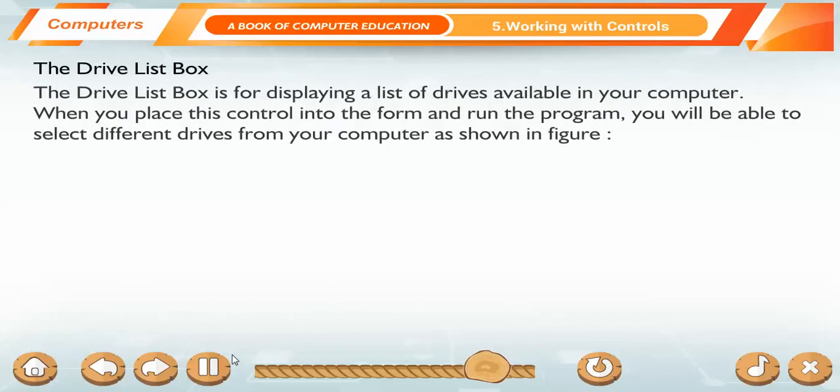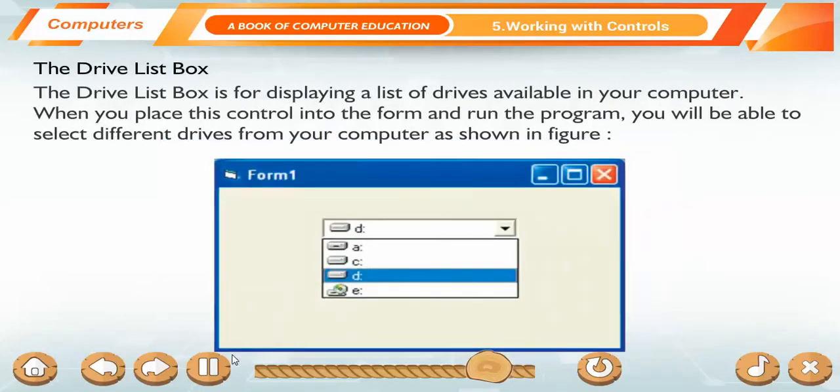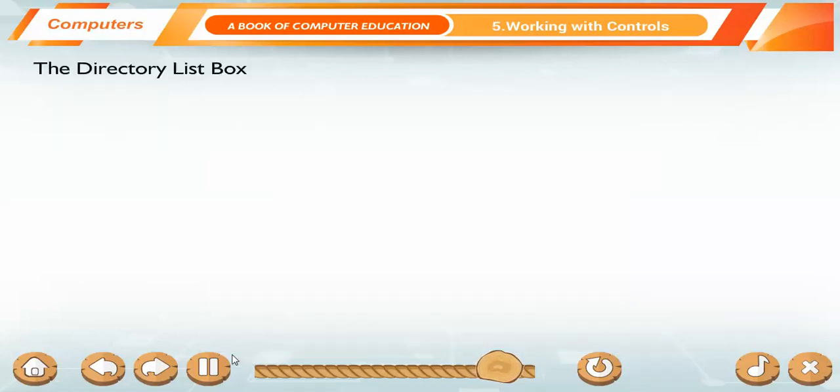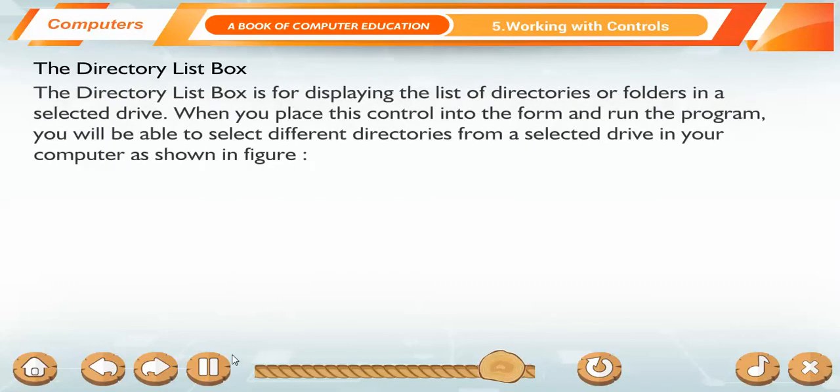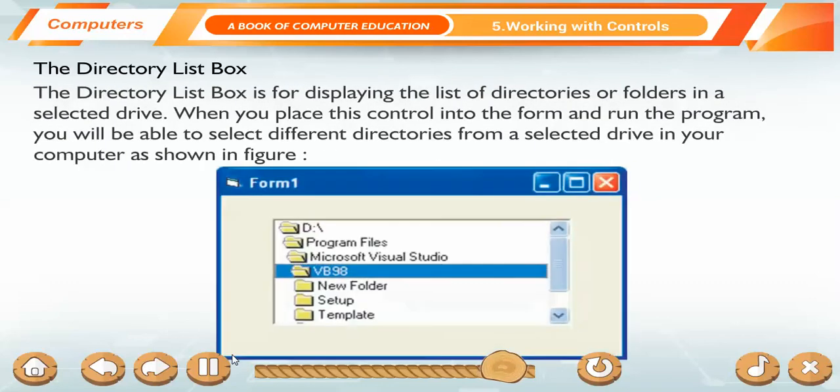The drive list box is for displaying a list of drives available in your computer. When you place this control into the form and run the program, you will be able to select different drives from your computer as shown in the figure. The directory list box. The directory list box is for displaying the list of directories or folders in a selected drive. When you place this control into the form and run the program, you will be able to select different directories from a selected drive in your computer as shown in the figure.